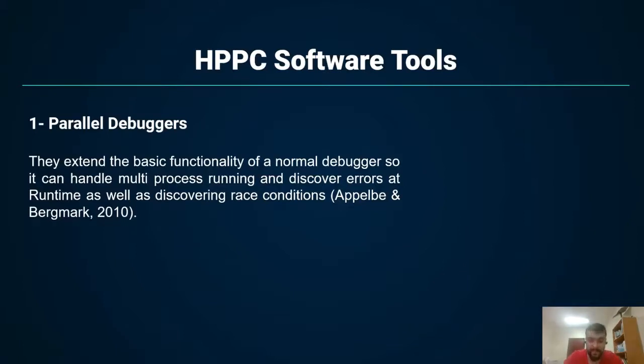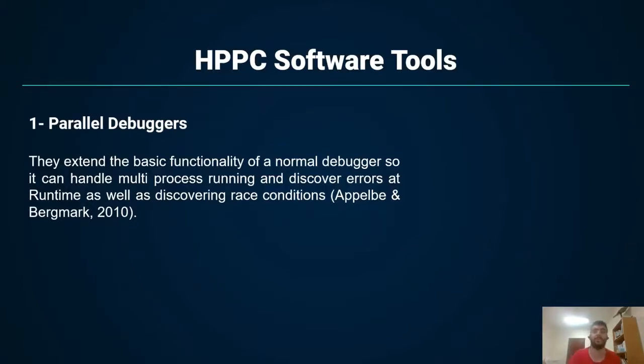And the same thing happens with the parallel debuggers: they are made to let you trace or understand how your parallel program is behaving during the runtime. So you can view the registers, and it can help you understand how a race condition is happening. Because when you have a multi-threaded program, there are going to be a lot of processes trying to access the same resource at the same time, and there could be a race condition happening, and it will be giving you errors, and it will be hard for you to find them.